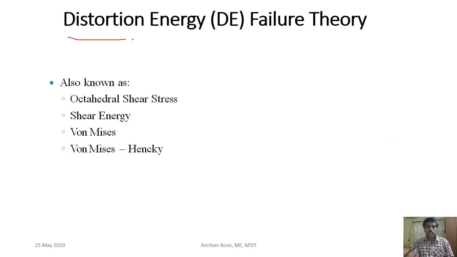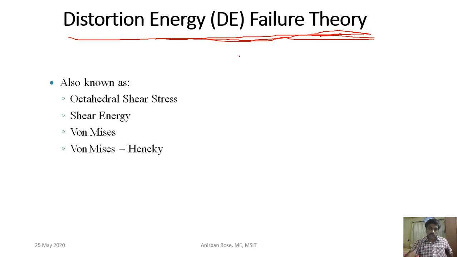Now, the distortion energy failure theory. This failure theory is very popular. Whenever no particular failure theory is suggested, we prefer the distortion energy theory. It is a very useful theory, and in many cases it is used. It has many names, like shear energy theory, von Mises theory, von Mises-Hencky theory, octahedral shear stress theory. All these give the same results as the distortion energy theory.